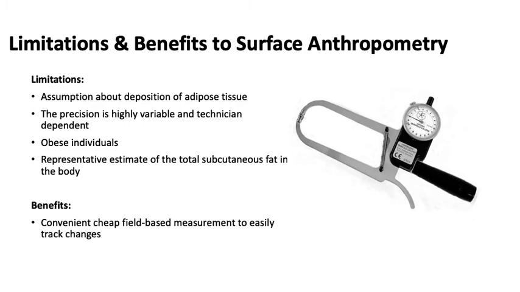A set of skin calipers can be anywhere between $100 to $300, and it's a cheap field-based measurement to easily track changes over time. The benefit is if you have determined your error of measurement, you can apply this to your findings to determine whether it's a true change or just based on chance.